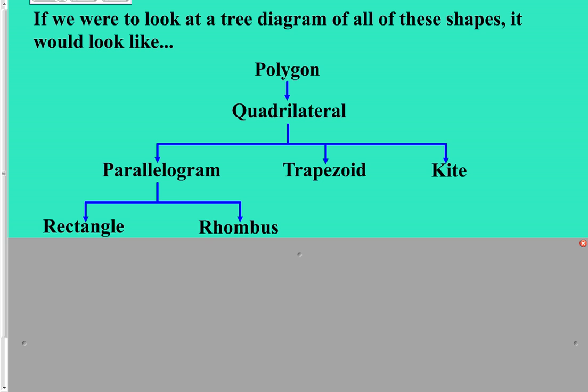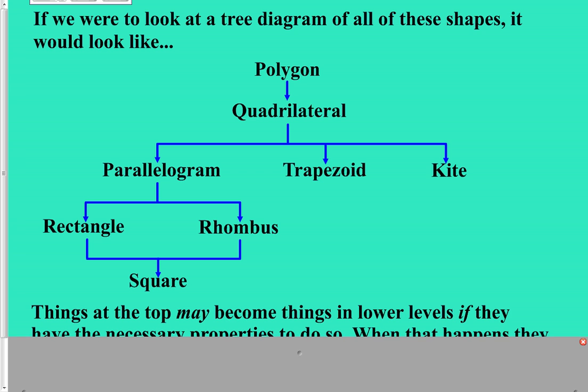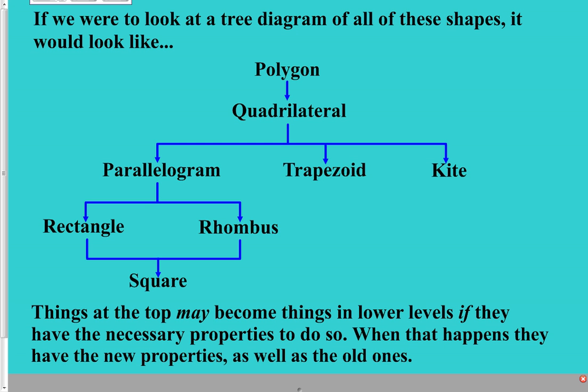If you can find properties of a rectangle and a rhombus at the same time, then that brings you to the square. Squares are rectangles and rhombuses at the same time, but not all rectangles and not all rhombuses are squares. If you can get the tree diagram memorized, that'll help you see how things are organized and what properties will come along. Things at the top may become things in the lower levels if they have the necessary properties to do so.